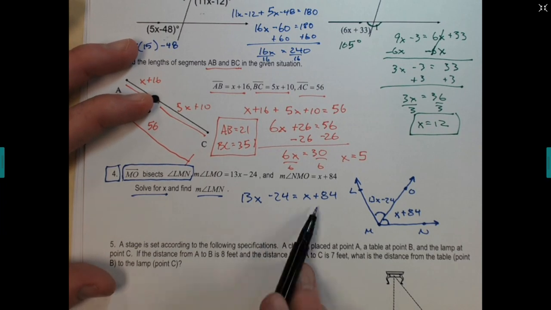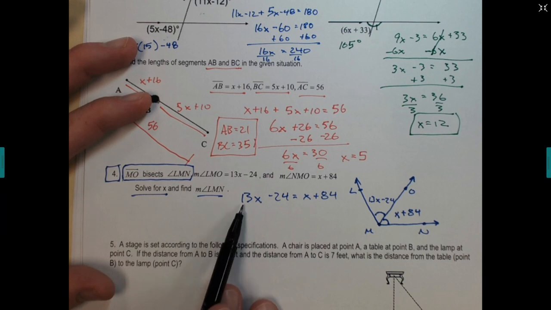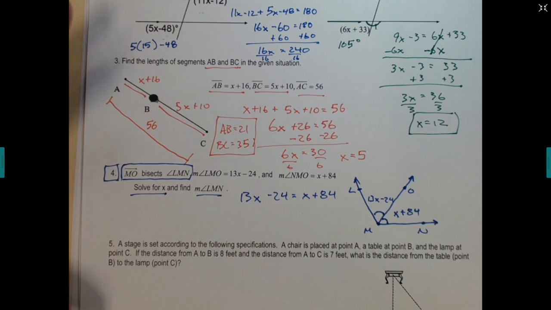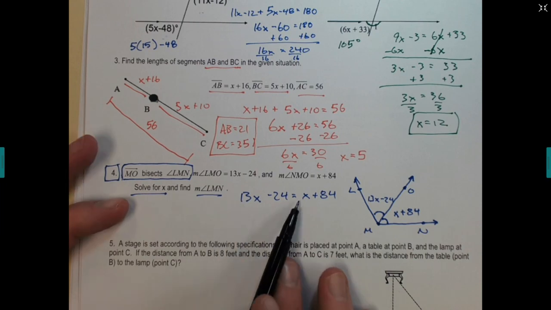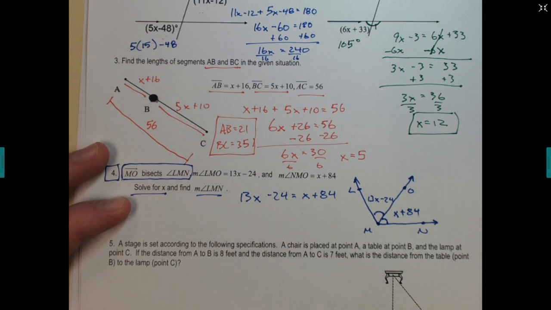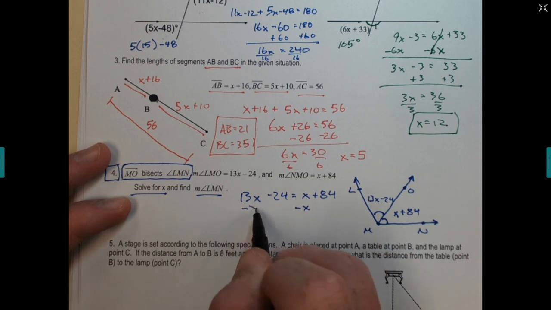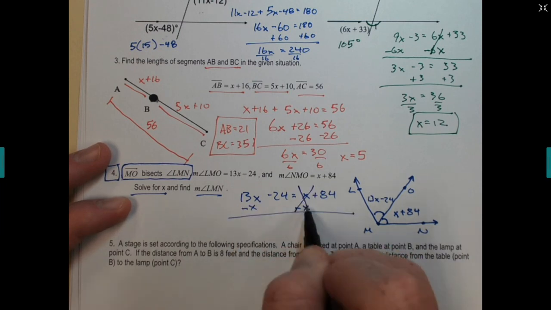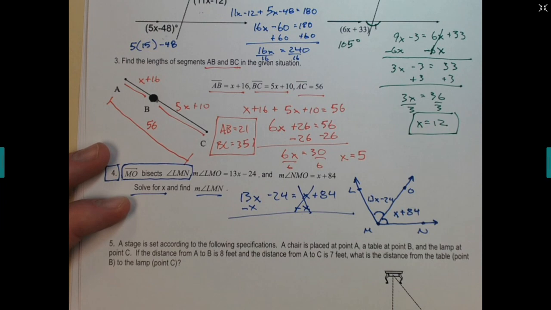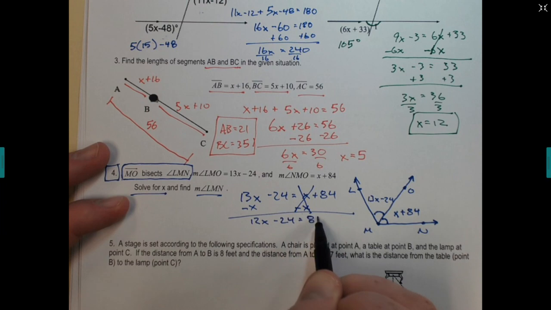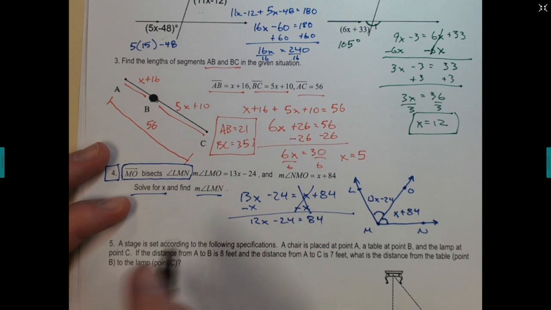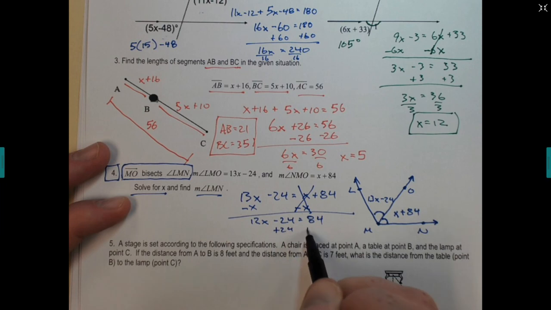Okay, which side of the equation has the most x's? I've got 13 x's, and then I have x. Which one has the most? Which one's more, 13 or 1? 13's more. So we want to get rid of this x on both sides. That'll take away all the x's on the right. Leaves me with 12 x's minus 24 equals 84. Add 24 to both sides.